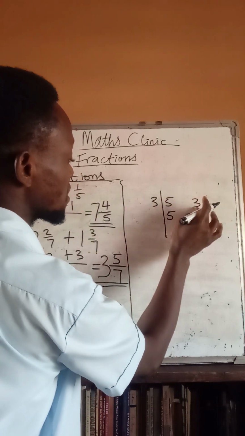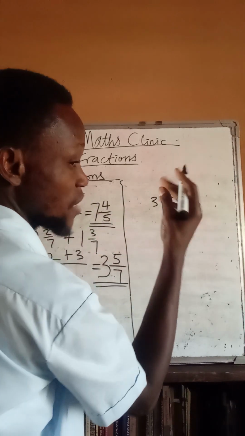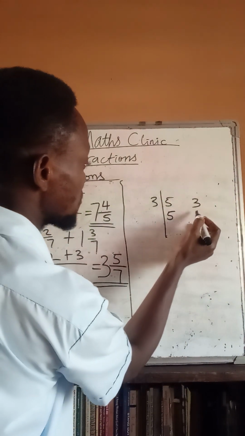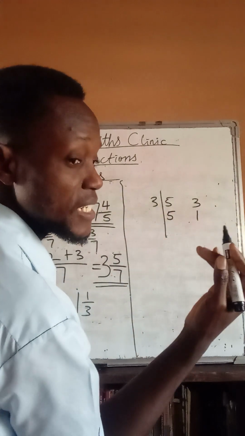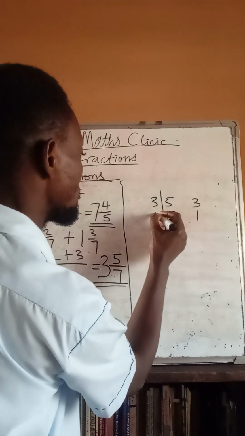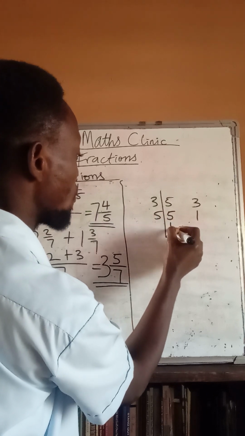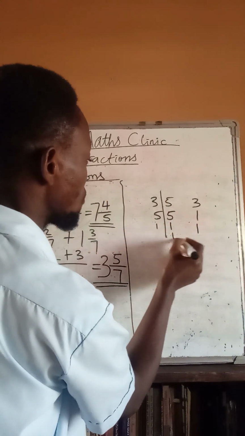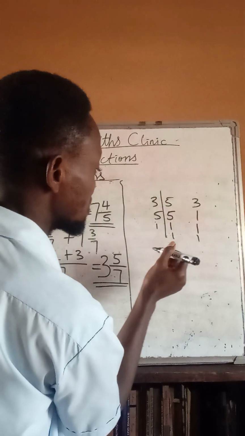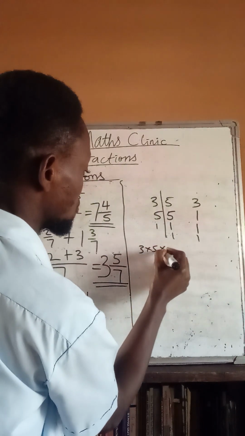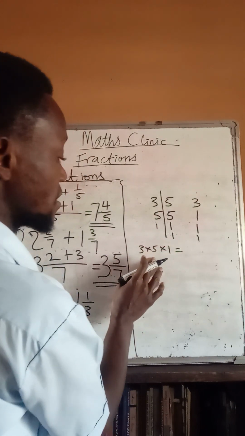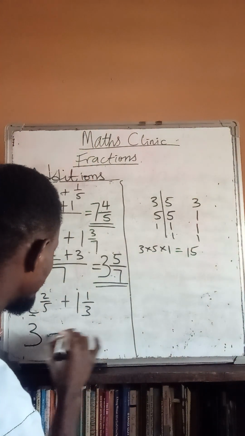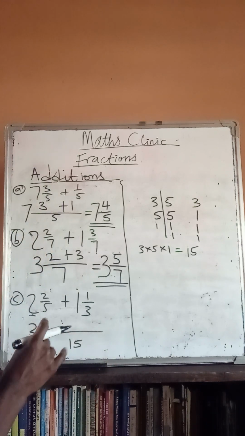3 divided by 3 will give you 1. After 3 is 4, but we don't have any 4 here. The next number after 4 is 5, so we use 5. 5 divided by 5 will give you 1. So nothing else is divisible. So we have 3 times 5 times 1, that will give us 15. That's our LCM, so we are using 15 as our LCM here.